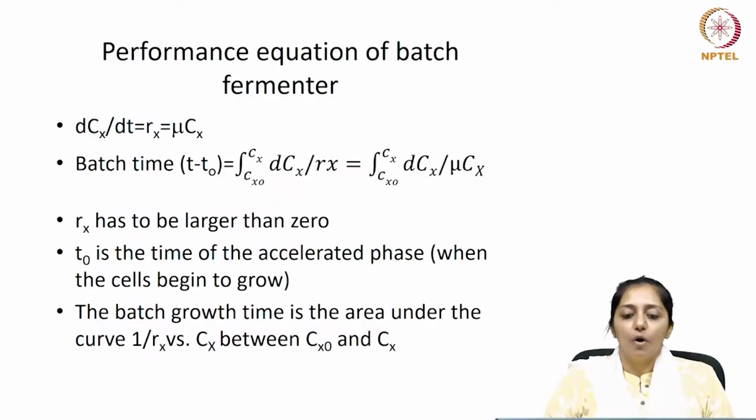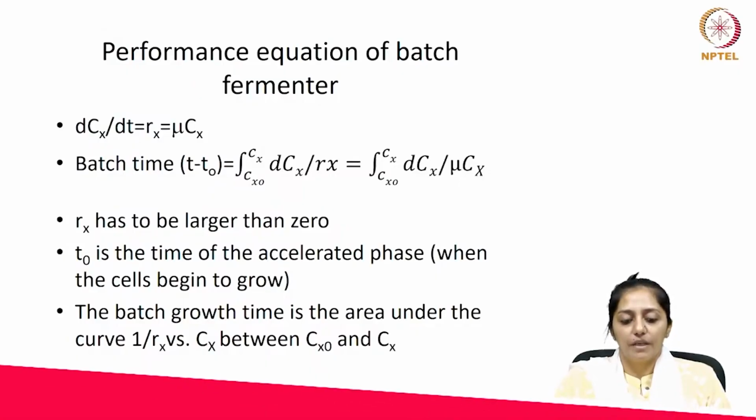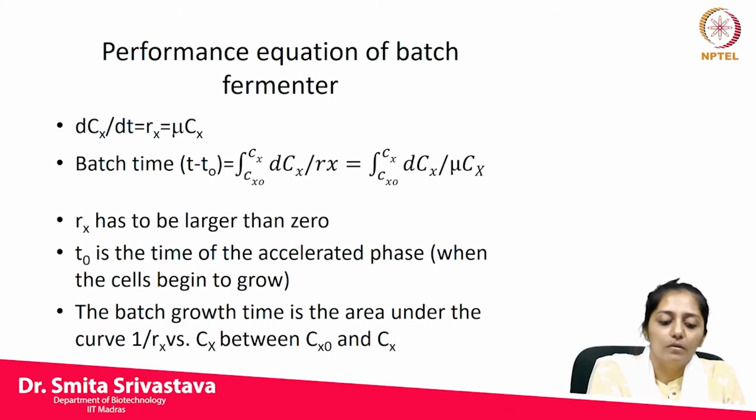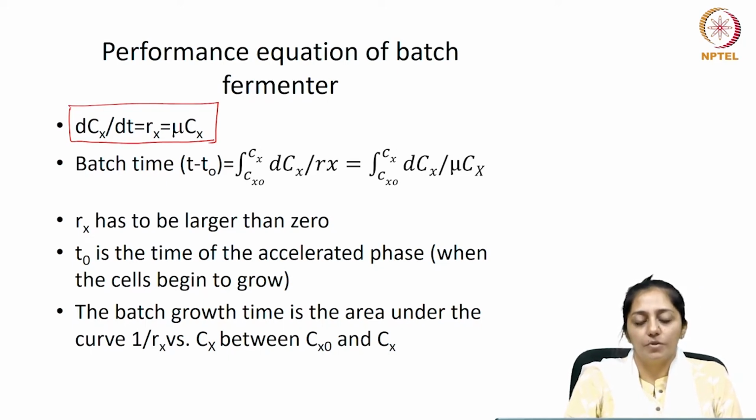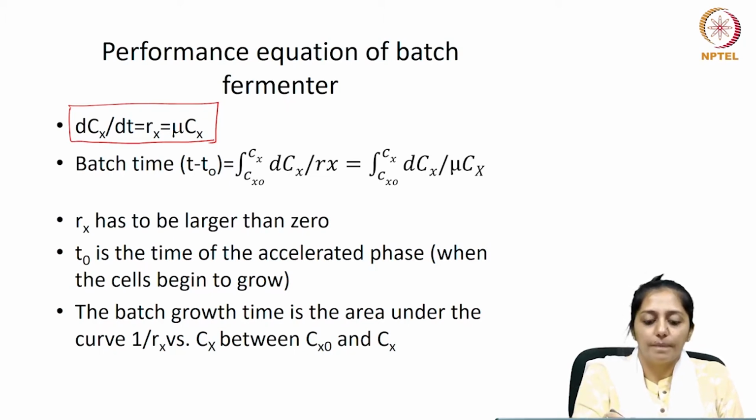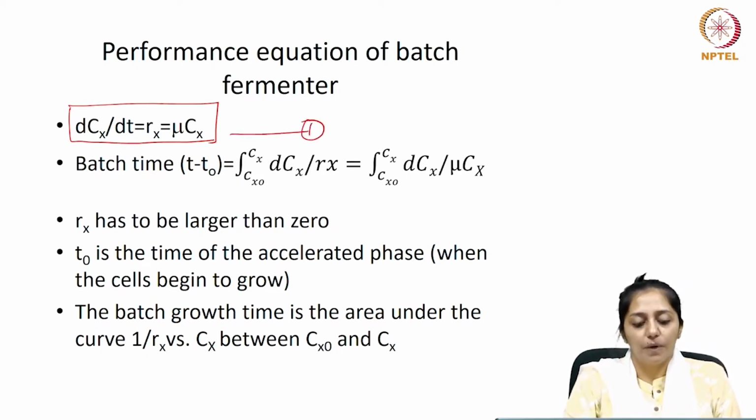Now, to draw a performance equation for a batch reactor, we know the first equation, which demonstrates how the cell concentration will change with time, or the growth rate of the culture in a batch, which is equal to mu times Cx. Let's call this equation 1.